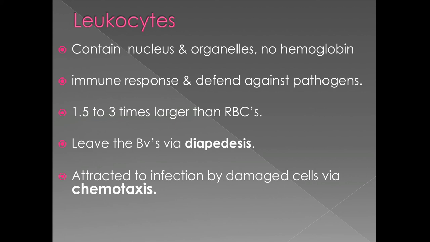And the reason they are able to leave a blood vessel in a certain area, or why they would want to, is because they are attracted to that area by chemicals released by damaged cells. And that releasing of chemicals from the damaged cells is known as chemotaxis.